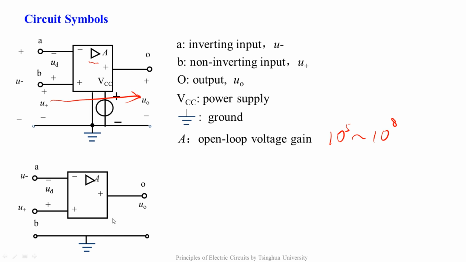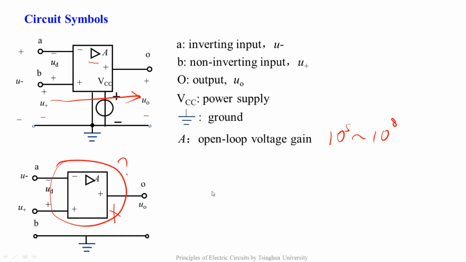Let's think about whether its inverting input terminal, non-inverting input terminal, and output terminal can be seen as a generalized node to apply KCL. The conclusion is obviously not. Because in the simplified circuit symbol, the power supply and the ground terminals are omitted. You cannot be sure that the algebraic sum of the 3 terminal currents at any time equals 0.